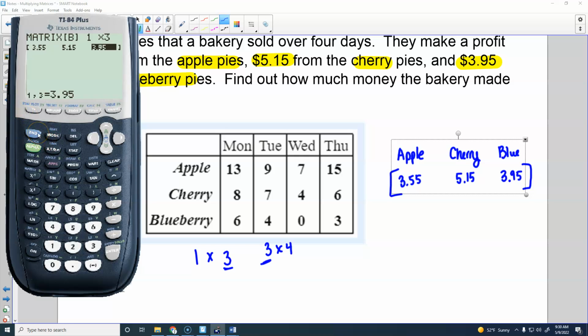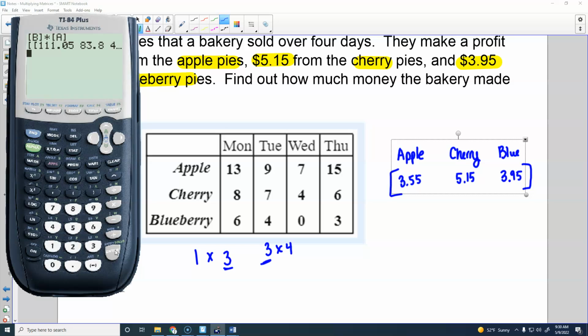Alright, so the way I have done this, we have to do B times A. You can't do A times B because it will not work. So you're going to do second mode to quit, to go back to the main screen, clear anything out that you've got there, and then go back to the matrix menu. This time where it just says names, this is what you want to use. We've got to do B times A because otherwise our dimensions will be off, right? So if I do B times A.